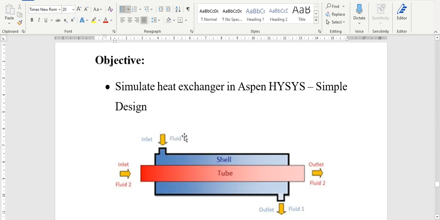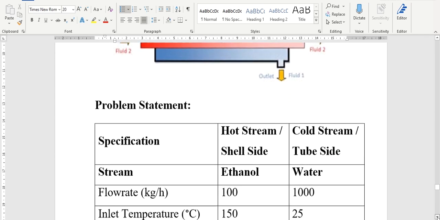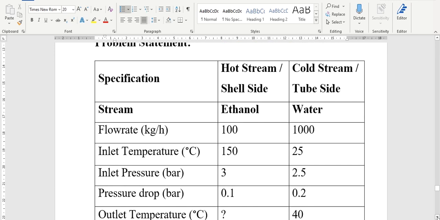The entering temperature of the hot fluid is higher while that of the cold fluid is lower, while the exit temperature of the hot fluid is decreased and that of the cold fluid is increased. So in our problem statement, we have been given two streams, ethanol and water. Ethanol is the hot stream and it will be placed on the shell side. Water is assigned to the tube side and it's a cold stream. The flow rate of ethanol, which is the hot stream, is 100 kg per hour, while that of the cold stream, water, is 1000 kg per hour.